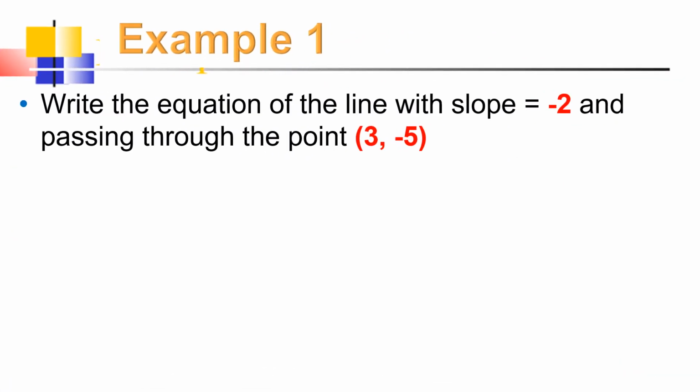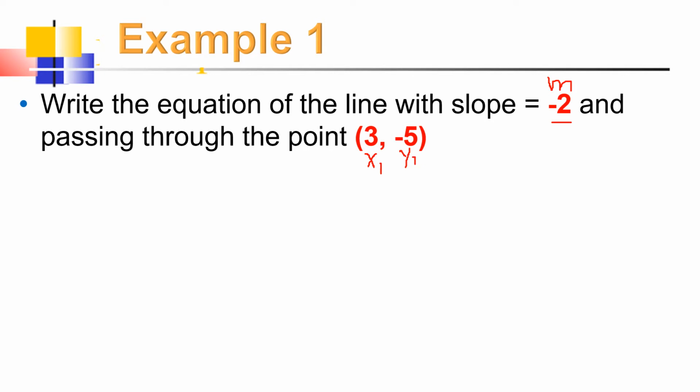Okay, we're going to write the equation of the line with slope negative 2 and passing through the point (3, 5). So, therefore, you need to label the given so that you can easily substitute the given into the formula. So, this m is the slope, so label it m. Then this one is x sub 1 and this is your y sub 1.